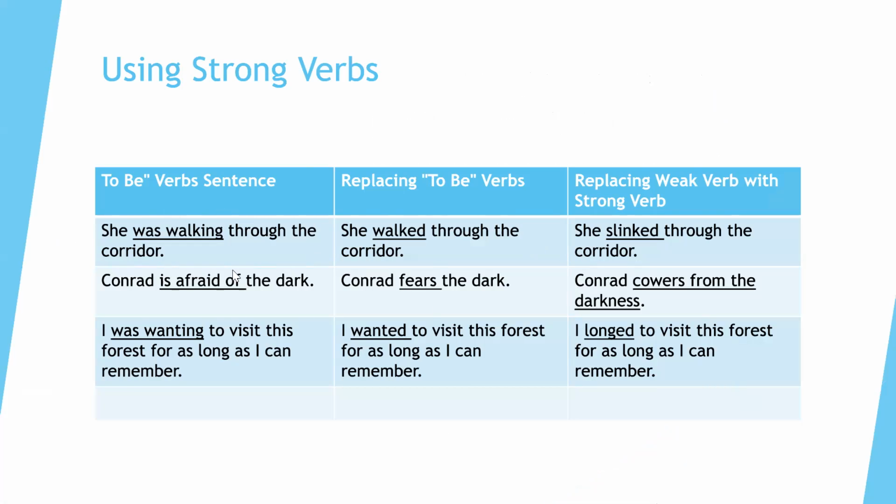Here is the process that you will take as you edit your sentences. Let's say you have this sentence, she was walking through the corridor. Now you want to change that verb to be, was. She walked through the corridor. Now you can even make this verb stronger by using a more descriptive verb. And then here you have, she slinked through the corridor. Again, this is more descriptive language. Here is another one. You change the verb to be here. This is common verbs like walking, wanting. And if you want to make this a stronger sentence, you could say, I long to visit this forest for as long as I can remember. Here, again, the reader will get a better sense of how you feel.